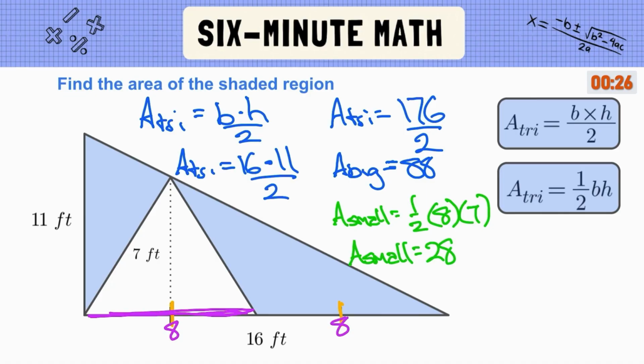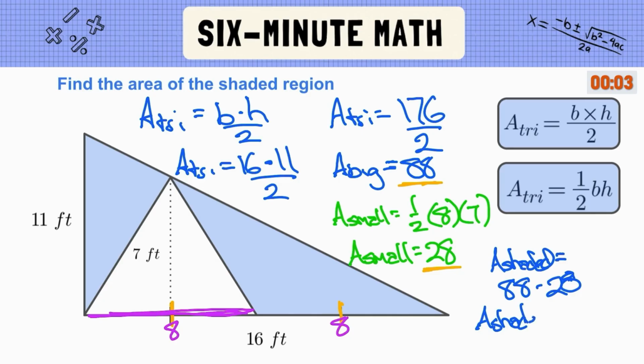which then makes my final area, let's call it area shaded. I'm going to take my big area and subtract my small. So that's going to be 88 minus 28. So the final area of that shaded section is 60 square feet.